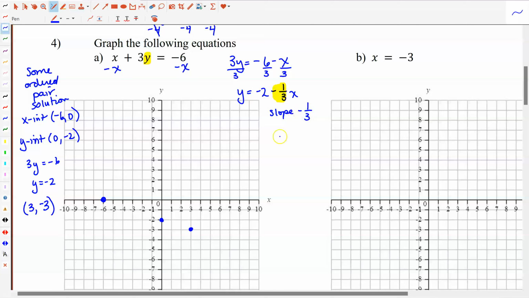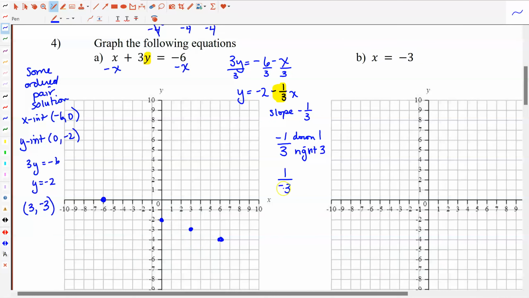That slope tells me directions on how to get to other ordered pairs. So for that negative, you can either assign it to the numerator or you can assign it to the denominator. If I assign the negative to the numerator, so I'll have -1/3, this means from any point, if I go down 1 and right 3, I will get another ordered pair on my line. So for example, from 3, -3, if I go down 1, and right 1, 2, 3, I'll get another ordered pair that's on my line.